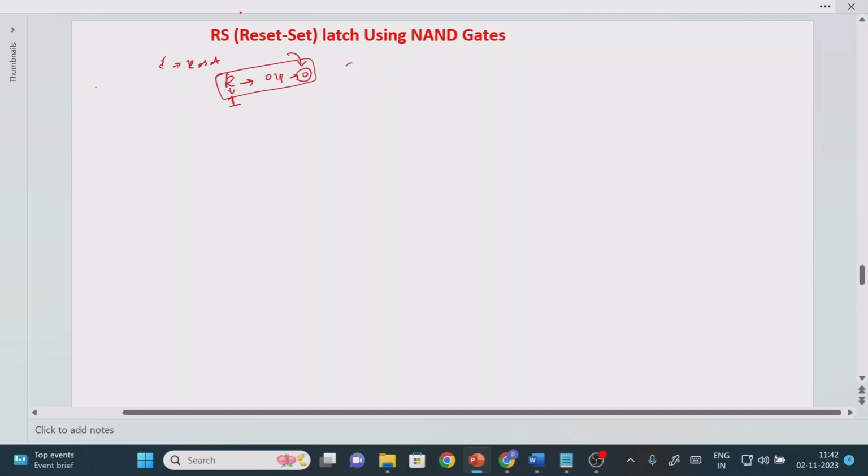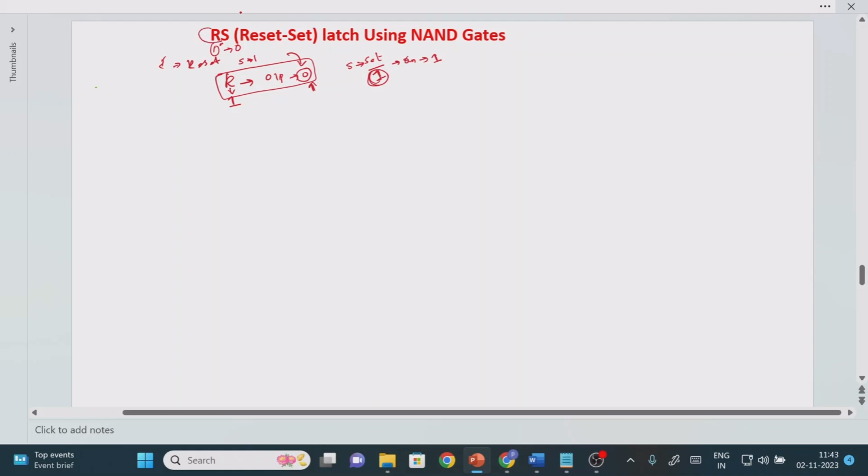What is the meaning of S? S is nothing but the set value. Set means that if set is activated, if set equals 1, then the output value should always be 1. Remember the simple point: if R is activated, R equal to 1, the output should be 0. Reset means output should be 0. Set means output should be 1. These 2 points you have to remember.